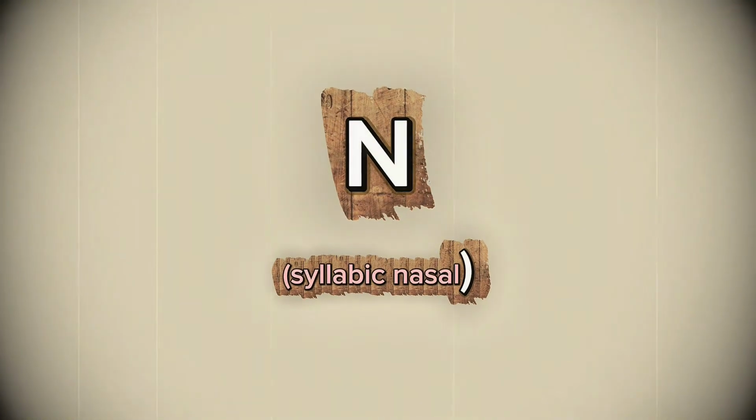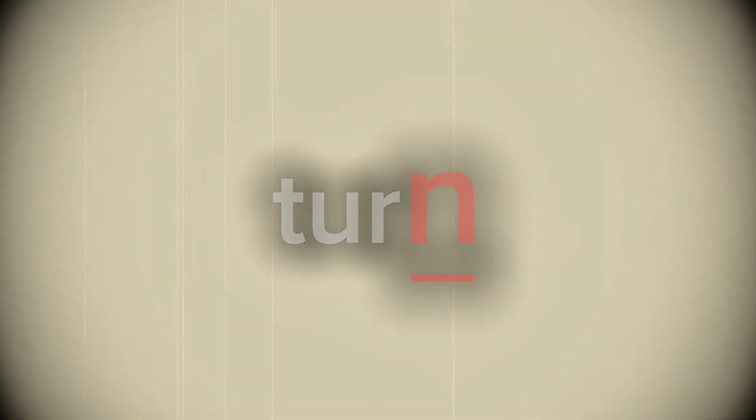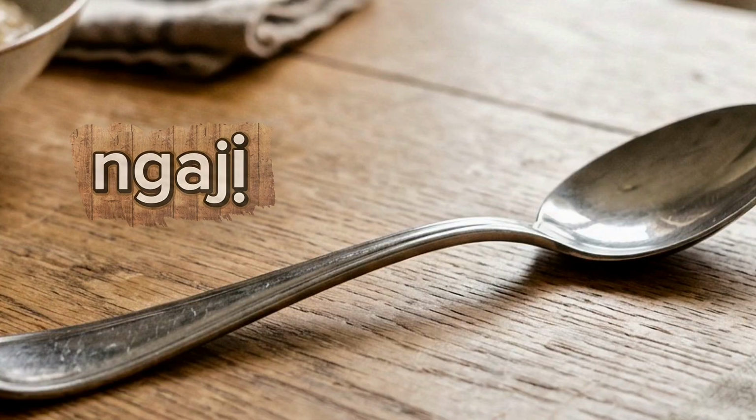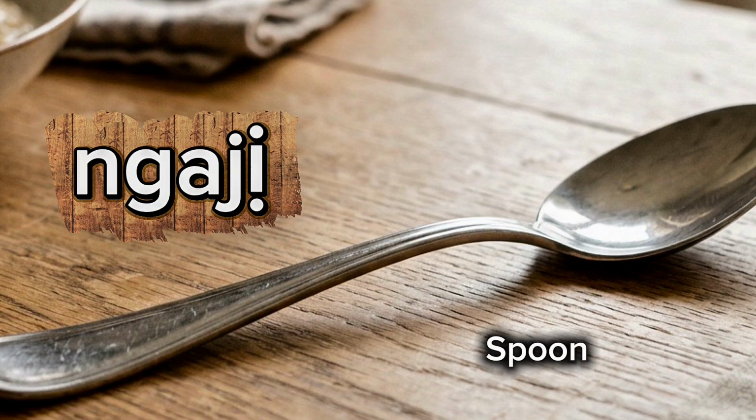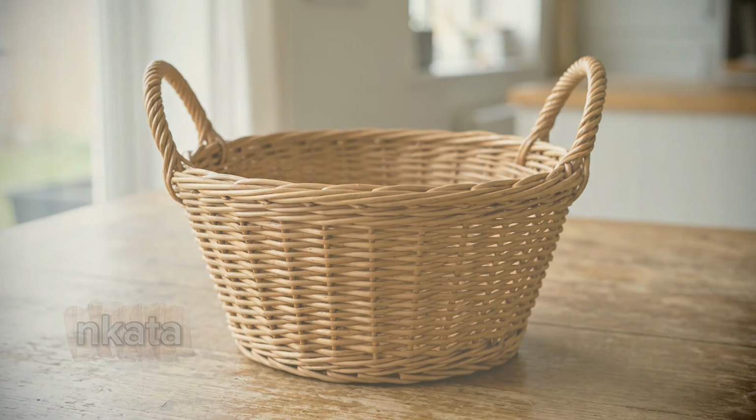It's pronounced as a sound, as in the English word turn around. The N as in turn. So we have it in Igbo words like ngaji, spoon. You also have it in Igbo word like nkata, a basket. So take note of the difference.